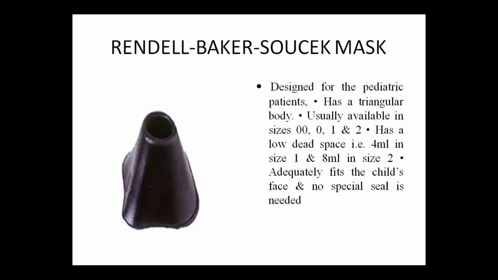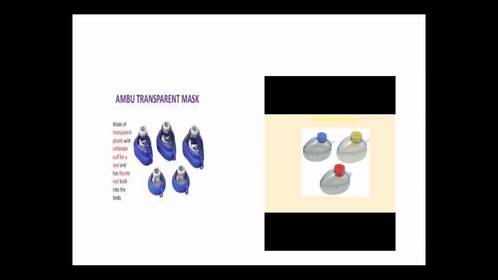Sorry, I forgot to tell about the dead space of the anatomical mask. That was around 150 to 250 ml. It very adequately fits into the child's face, no special seal is needed. Now, you can see a variety of masks around. They could be Ambu transparent masks, they could be silicone transparent masks. The thing is that the parts are the same.